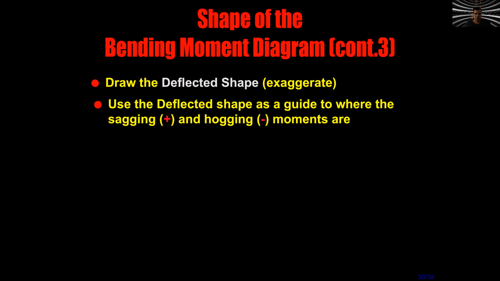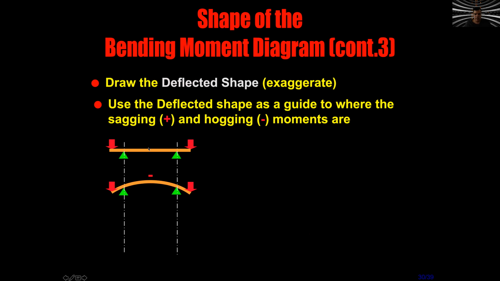Sometimes we need to draw the deflected shape that is exaggerated. For example, in this case, the deflection will be something like this. There is nothing in the middle of the beam to push the beam down. Well, those forces will tend to make this like a sagging figure. And that will be the diagram.